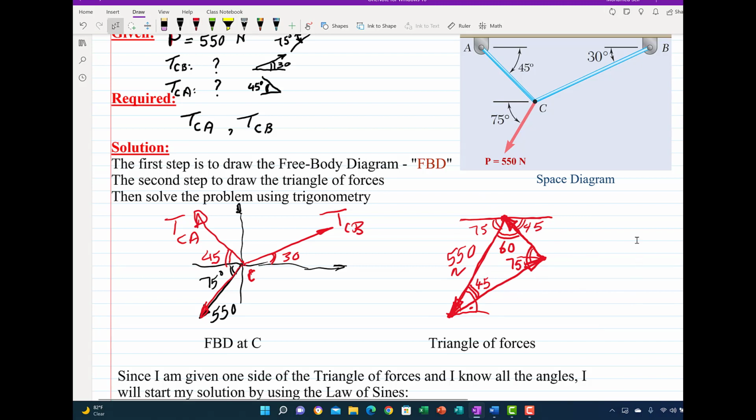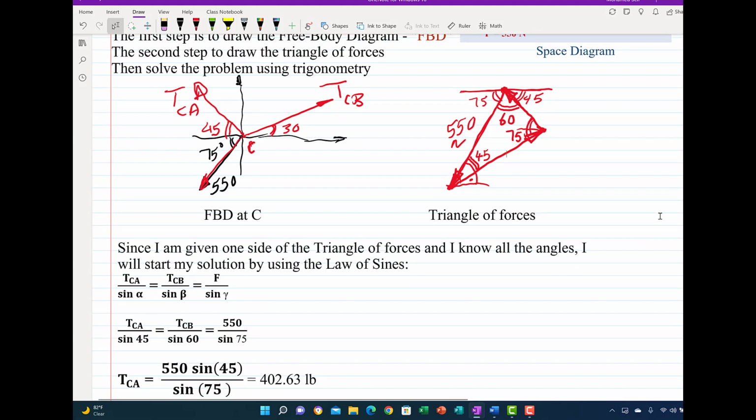Now let's adopt the solution. What is the solution for this case? I have one side and I know all the angles of the triangle. Since I am given one side of the triangle of forces and I know all the angles, I have to start my solution using the law of sine. This is the rule. Let's go back to lesson number 2. So now let's apply the law of sine.